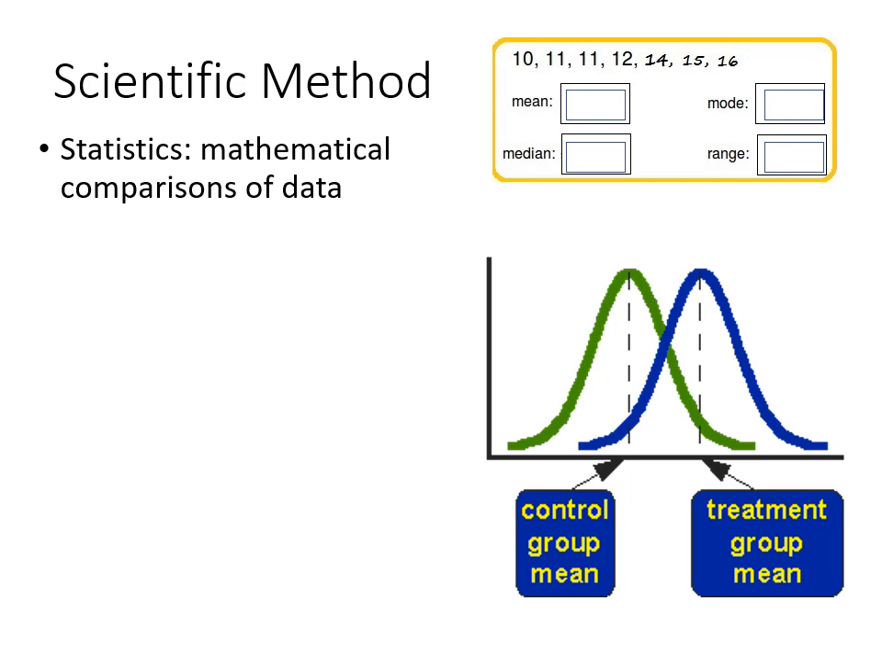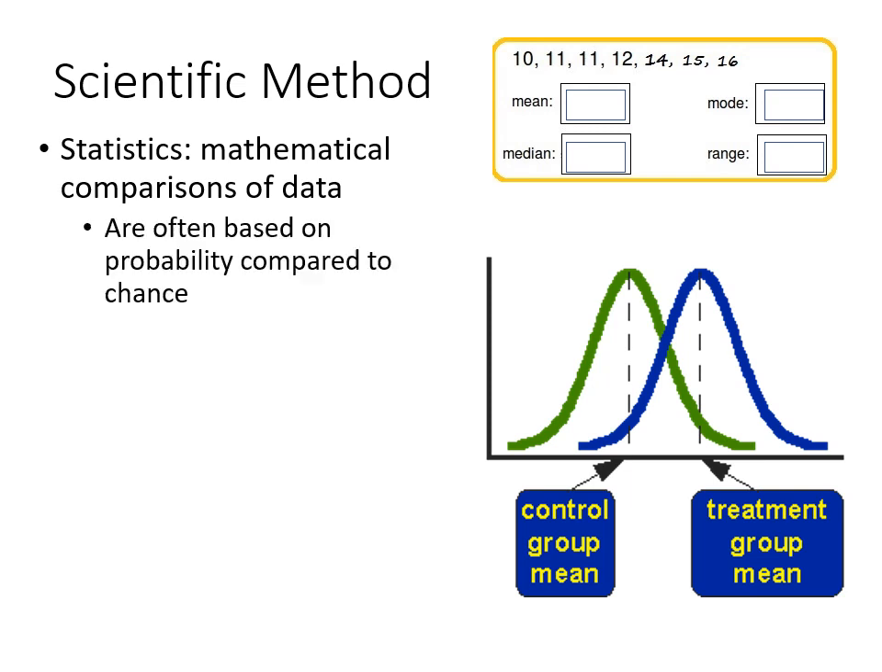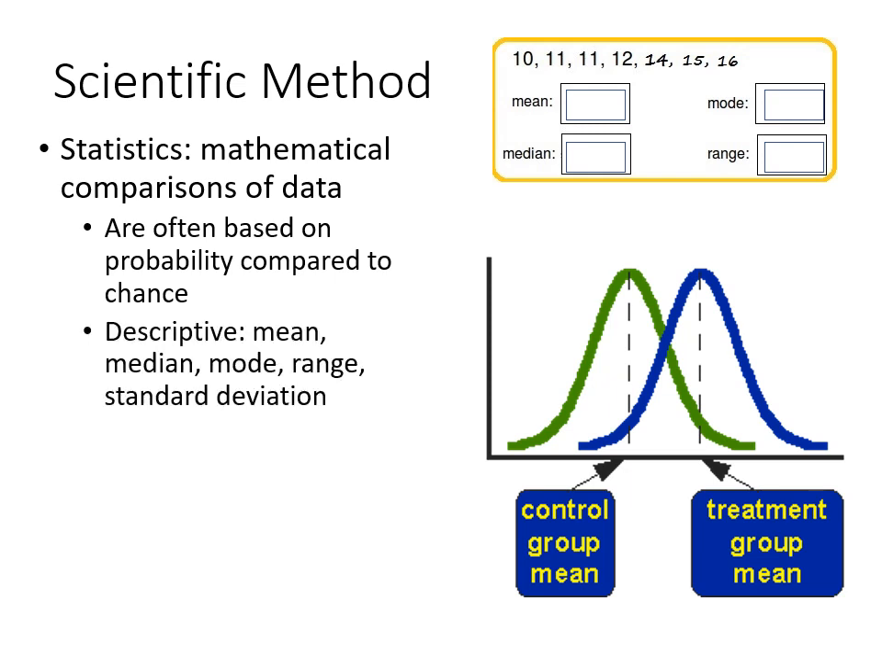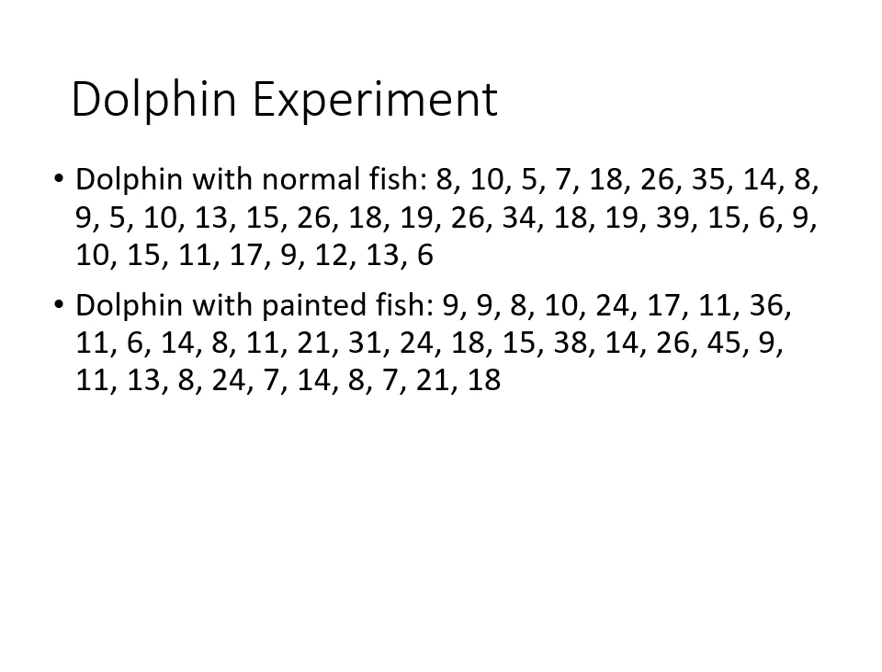Statistics are mathematical comparisons of data. We're just going to briefly touch on those, but they're generally based on probabilities, the probability of achieving your result as compared to randomness or chance. We have descriptive statistics. Those would be like the mean or the average, the median, mode, range, and standard deviation. And we have inferential, where we are trying to understand the relationship between two groups or two variables. That would be a t-test and a correlation.